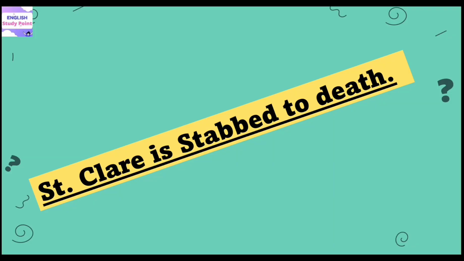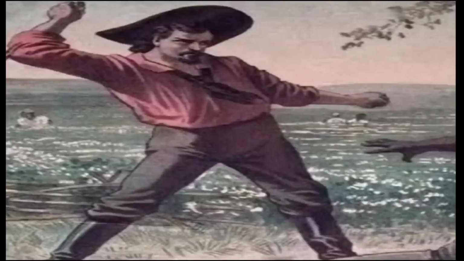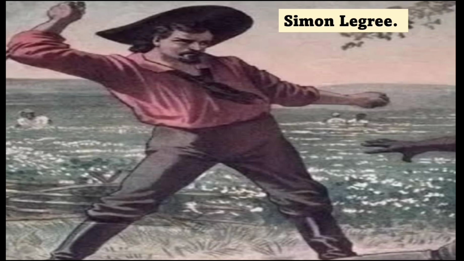A man whose name is St. Clair is stabbed to death while trying to settle a contention. After St. Clair's death, his wife sells Uncle Tom to a cruel plantation owner whose name is Simon Legree.